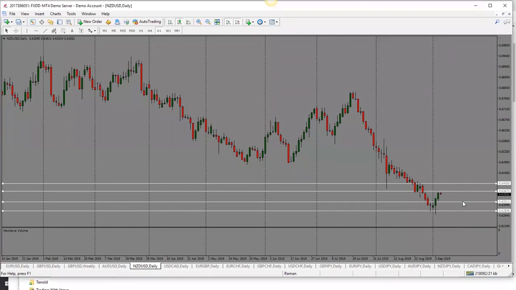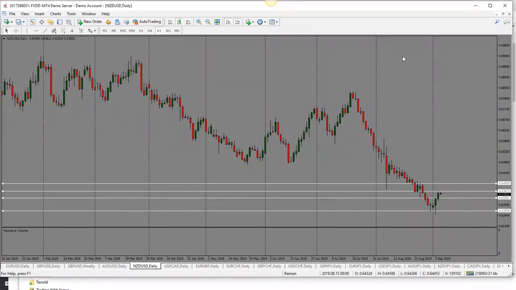But bias is bullish. We could get a pullback into 0.6340 level, and then a further move to the upside. So like that, and target would be 0.6400. So bias here is bullish, and first target is 0.6400. Second target here is 0.6450 approximately. So bias is bullish for New Zealand dollar as well.